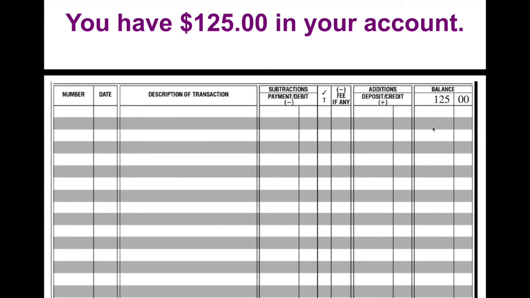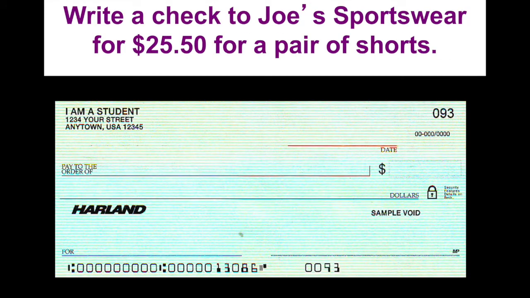Now we're ready to go through some transactions. First of all, we're going to write a check to Joe's Sportswear for $25.50 for a pair of shorts. When we go through the steps that we covered in the previous lesson, the first thing we're going to do, and we're going to just work on our check from top to bottom, we will write out the current date. I'm using April 22nd, 2020 as the date. Might not be the current date, but this is the date I'm going to use right now.